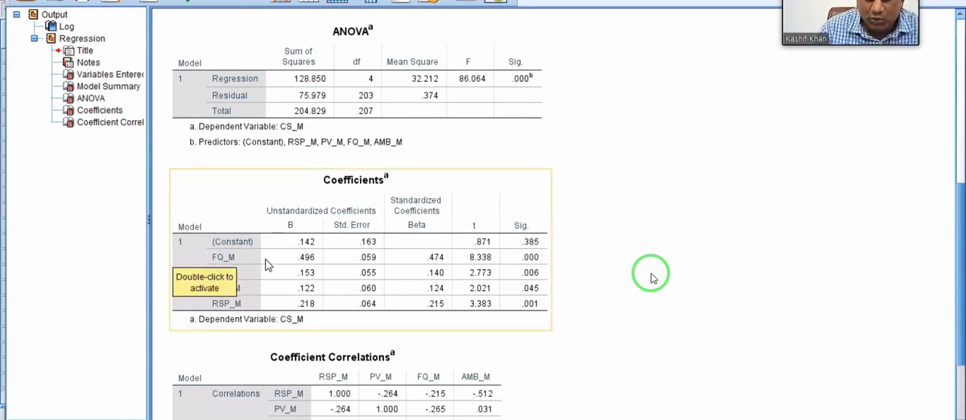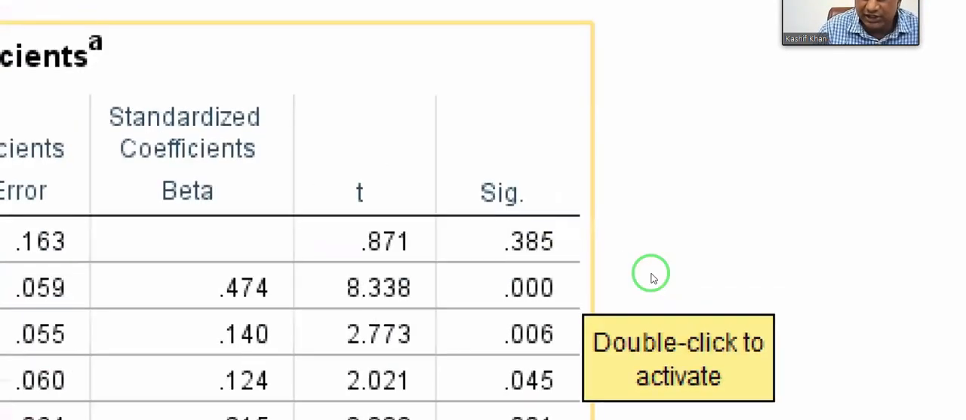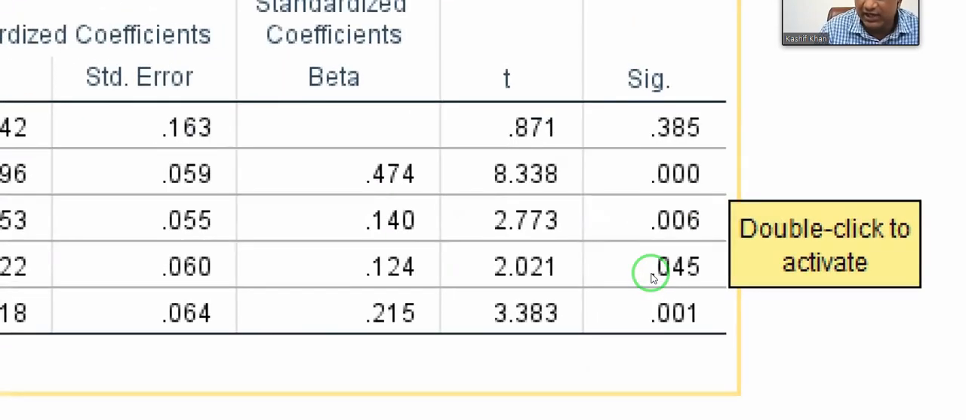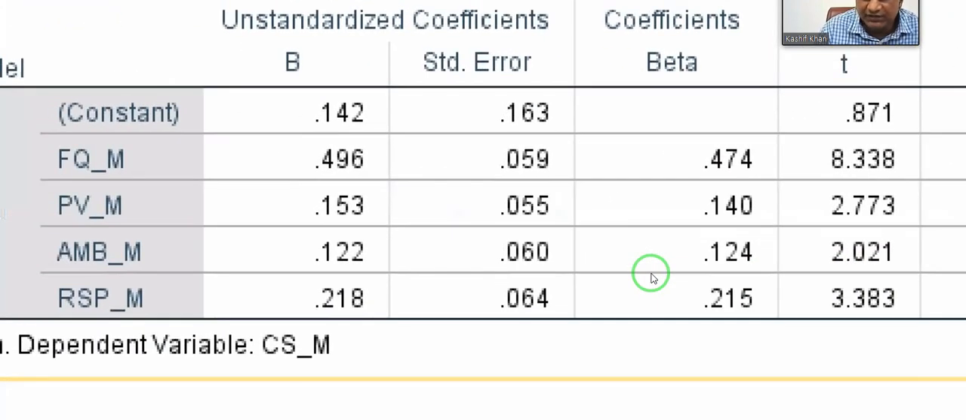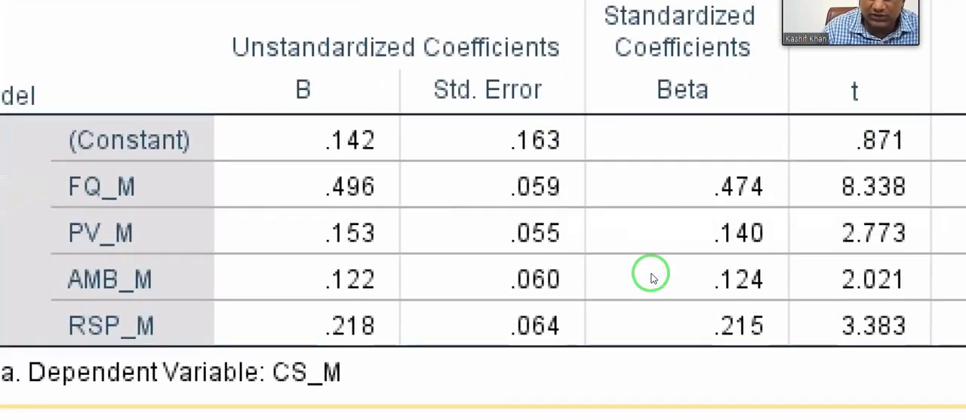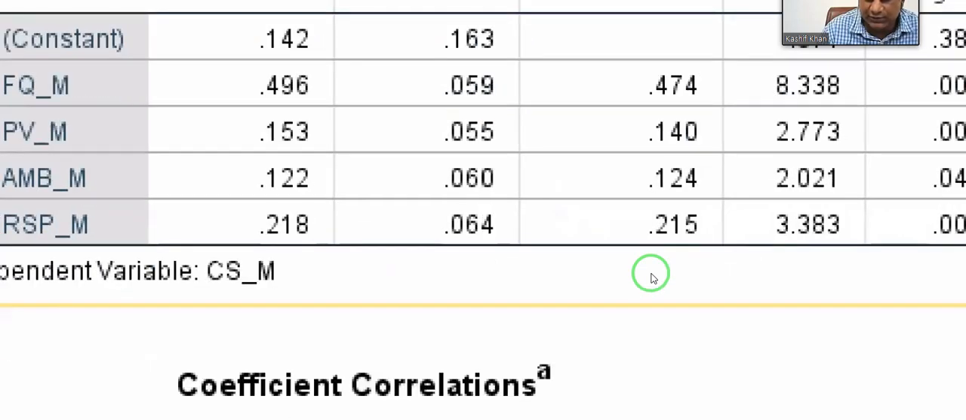So we know food quality has a significant relationship with customer satisfaction. Perceived value has a significant relationship with customer satisfaction. Likewise, ambience and likewise responsiveness. All these variables load significantly. Why? Because these values are less than 0.05. We never really focus on the constant. We always focus on these values.